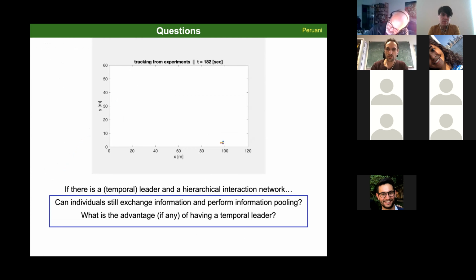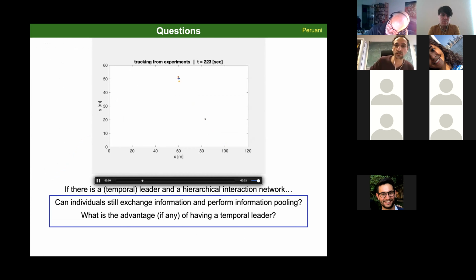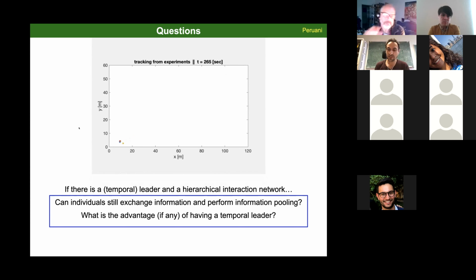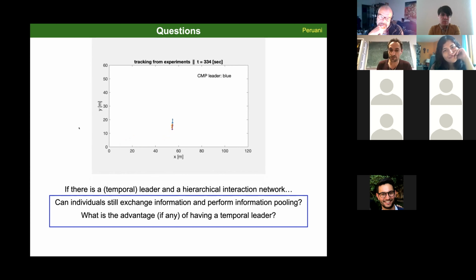So now let me show you experimental data. This is a group of 4 again. Now you are going to see that the group is led by the individual in red. If you wait a while, now it's the purple individual. So one main question here is, if there is a temporal leader, and as I'm going to show you later the network is hierarchical, how can individuals exchange information and do information pooling? Another related question is, what is the advantage, if any, of having a temporal leader?